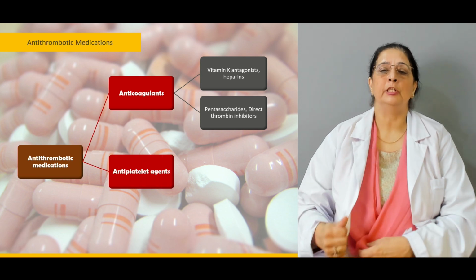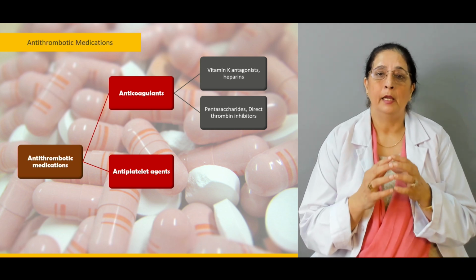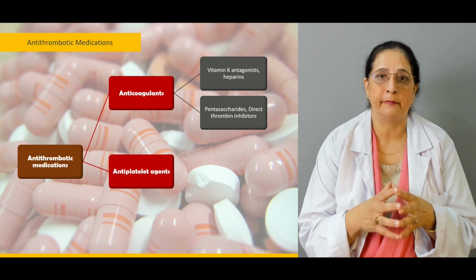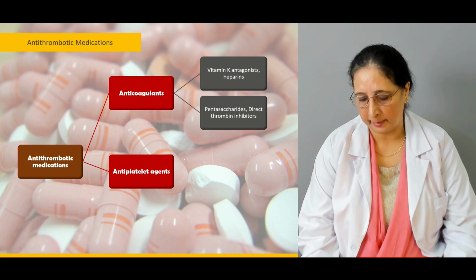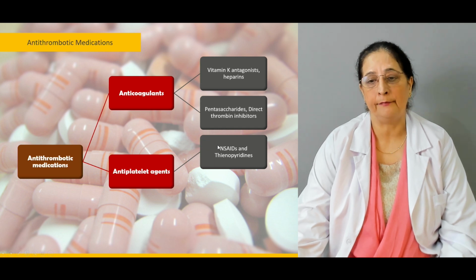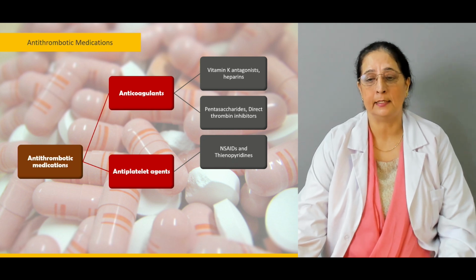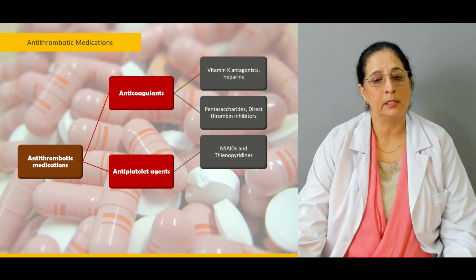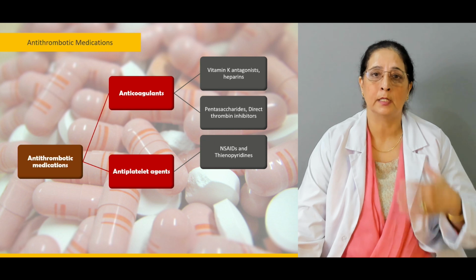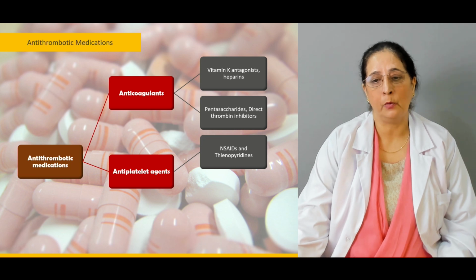Next, we have some agents that directly affect the platelet levels, either by decreasing the platelet count or by causing platelet dysfunction, and that cause acute bleeding. These are drugs like non-steroidal anti-inflammatory drugs, commonly used drugs, NSAIDs, and these cause low platelet count, and cause bleeding below the skin. And then we have also thienopyridines.